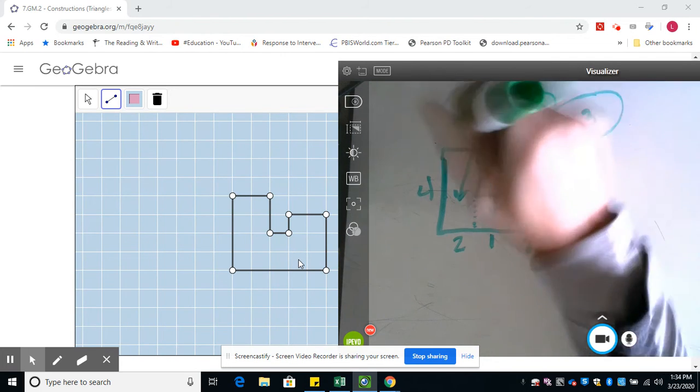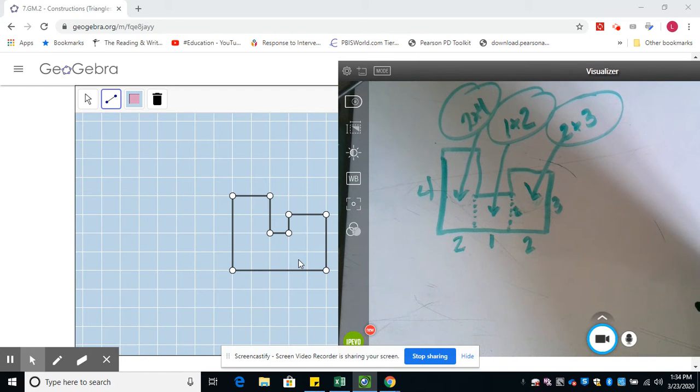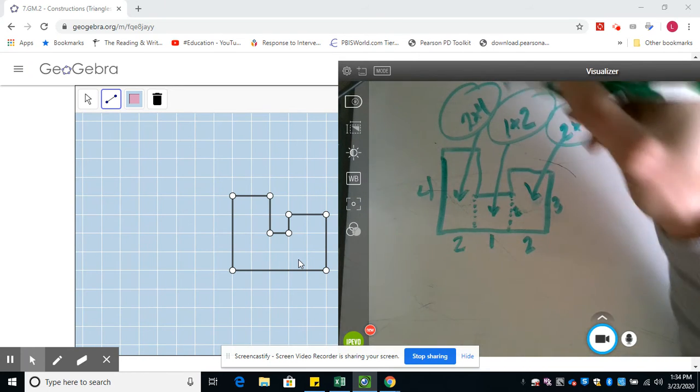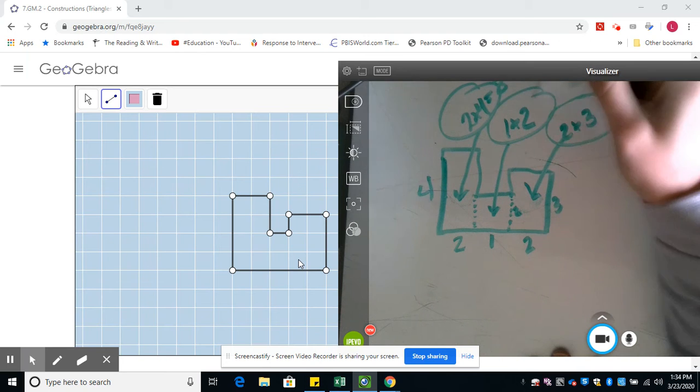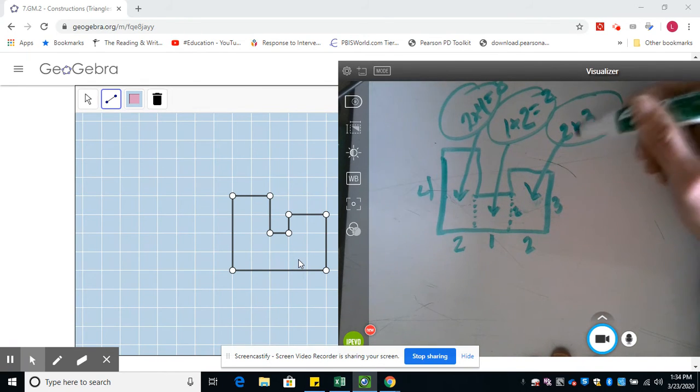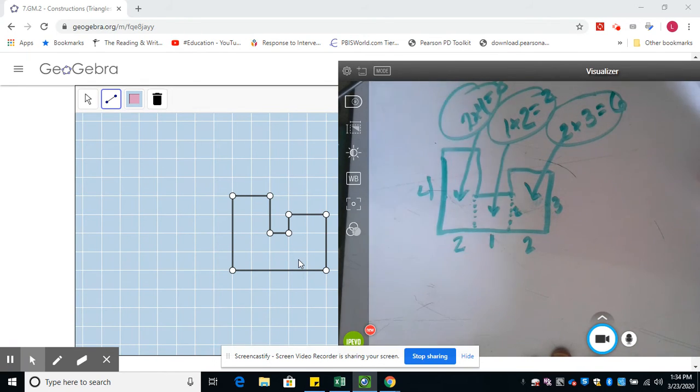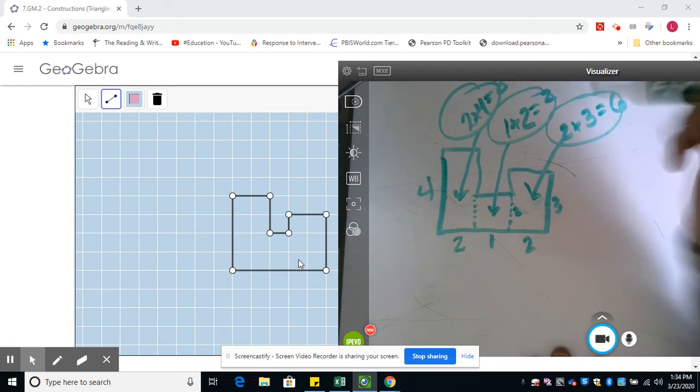So I can go ahead and compute and add those smaller areas up to determine the total area. So 2 times 4 is 8. 1 times 2 is 2. 2 times 3 is 6. 8 plus 2, 10. Plus 6 more, 16.